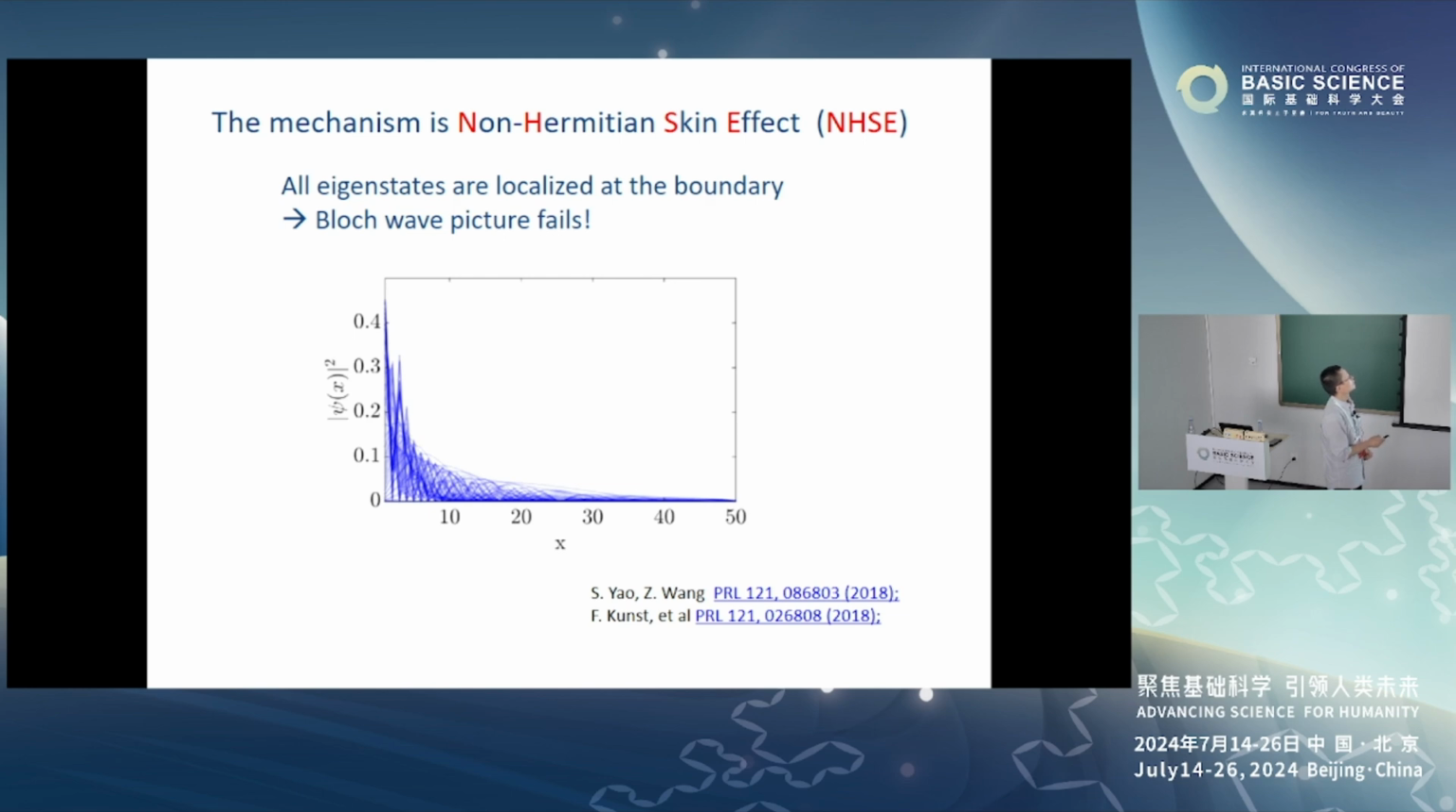so-called non-Hermitian skin effect, which means that all the eigenstates of the Hamiltonian are localized at the boundaries. So this is a typical profile of all the eigenstates of a given non-Hermitian Hamiltonian. So this means that the conventional Bloch wave picture fails. So the eigenstate is not a Bloch wave in the standard solid state physics.